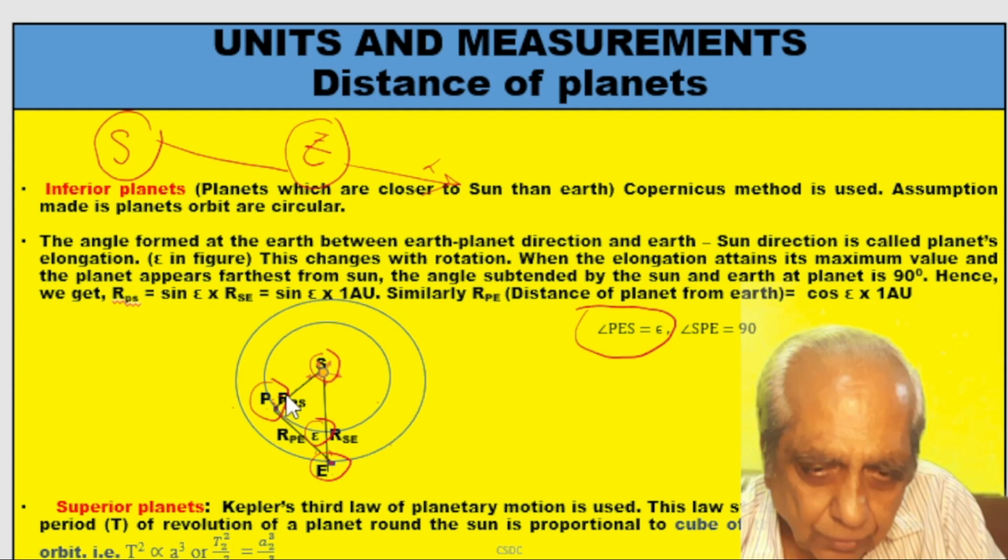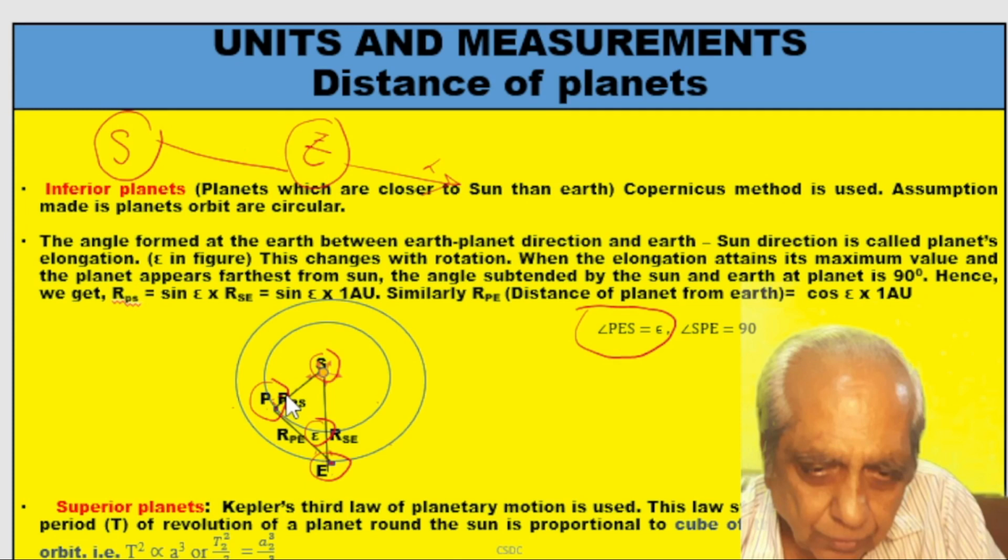So this is 90 degrees. This I am calling RPS, the radius of the planet rotating around the sun. This is RPE, the distance of the planet from the earth. RSE means the radius of the orbit of the earth, or distance from sun to earth. This is the distance from sun to planet. This is the distance of the planet from the earth. So I wanted to calculate this.